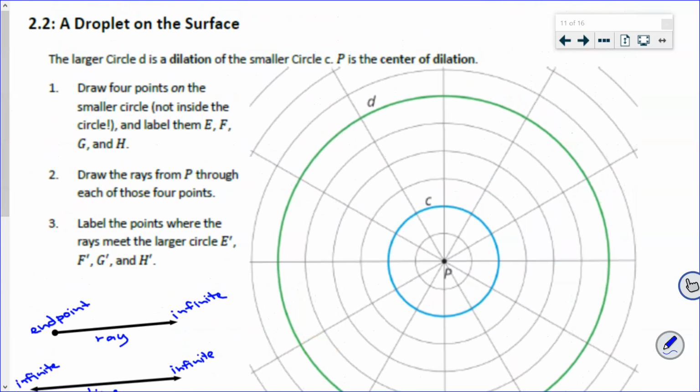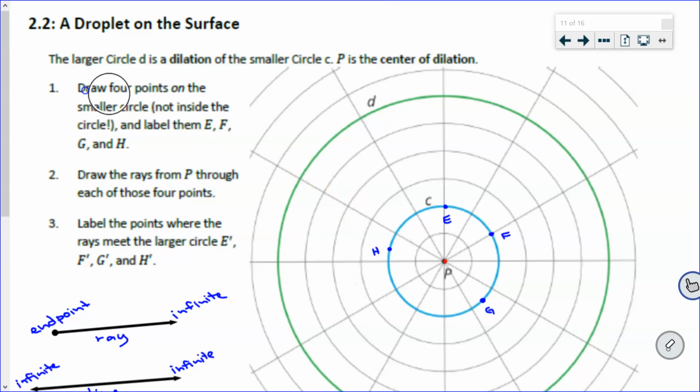Now you have everything you need to answer these questions. This larger circle D is a dilation of the smaller circle C, and P is the center of that dilation. P is the center. So we are going to be drawing 4 points that are on the smaller circle, not on the inside, but on them. You can draw them wherever you want. Here's where I'm going to choose to draw them. There's my first one. I'm going to call that one E. Here's my next one. I'm going to call that one F. I'm going to do this one in the middle, just to be different. G. And I'll do this one over here. We'll call that one H.